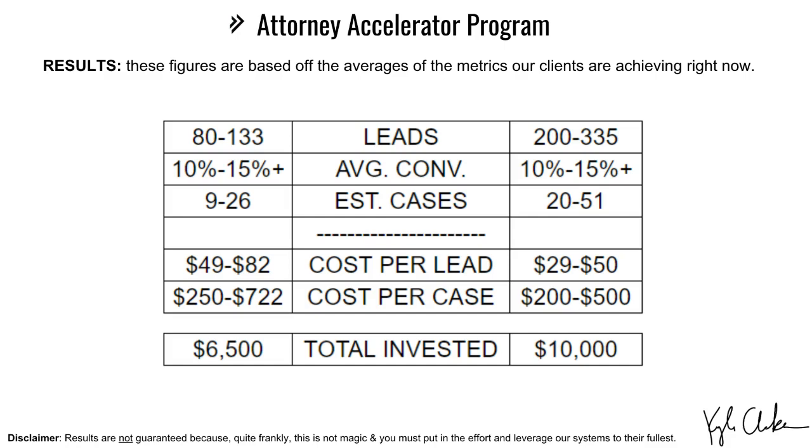So right now we have two options of investing either $6,500 or $10,000. Over the course of 30 days, you could expect to receive anywhere from 80 to 133 leads by investing $6,500. And anywhere from 9 up to 26 cases is what you would be able to expect. 9 is the absolute minimum. We can actually guarantee that even if you're terrible with our system. But at that point, if you're only achieving that number, we will part ways because we want to work with people who are committed, not just the curious.